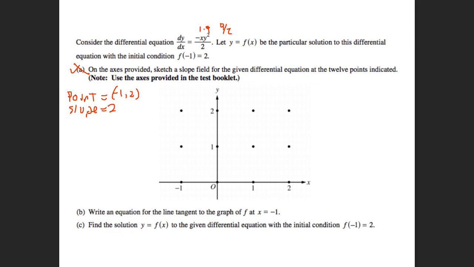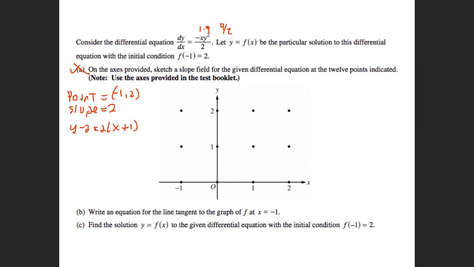Write an equation of tangent line, not a problem. Y minus 2 is equal to 2x plus 1. Okay, so far so good. Are you okay with that? So that would be the second part of that AP test question. Wouldn't it be -2?